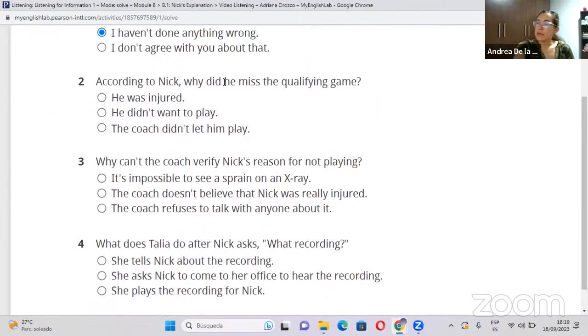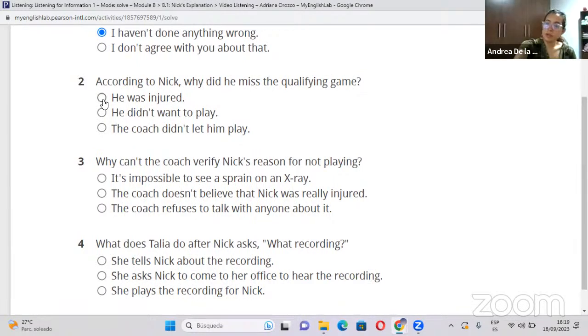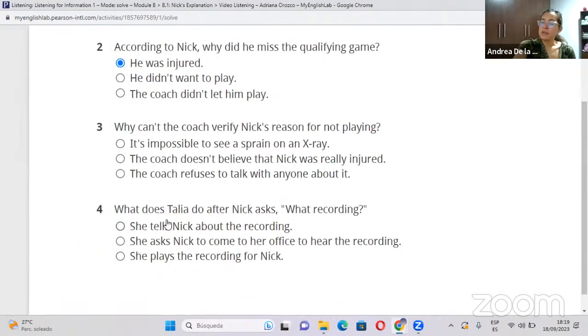Now, according to Nick, why did he miss the qualifying game? The first, he was injured. Was injured, exactly. Why can't the coach verify Nick's reason for not playing?